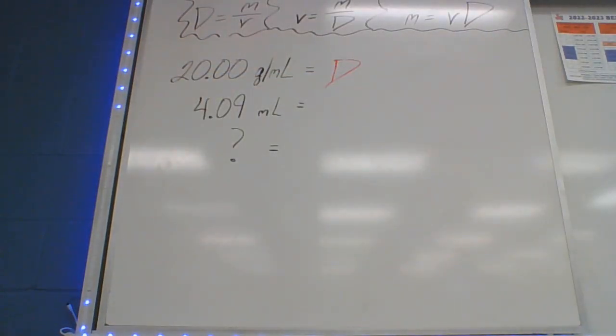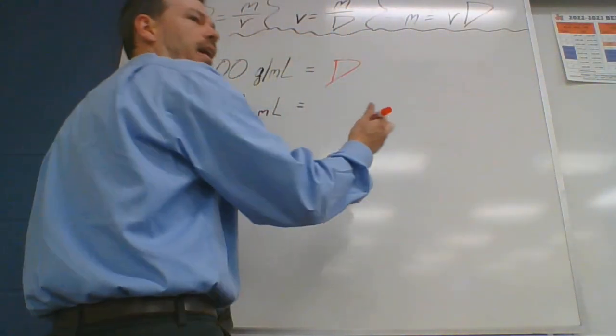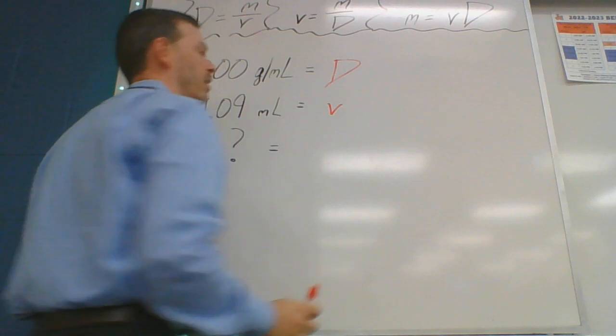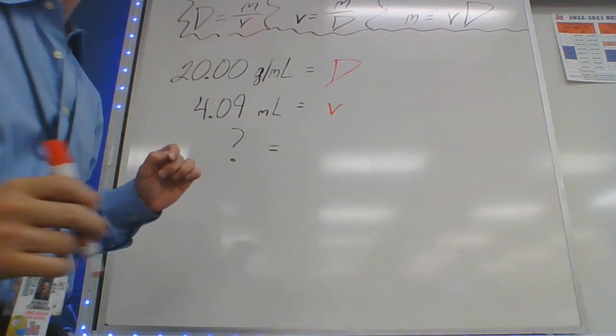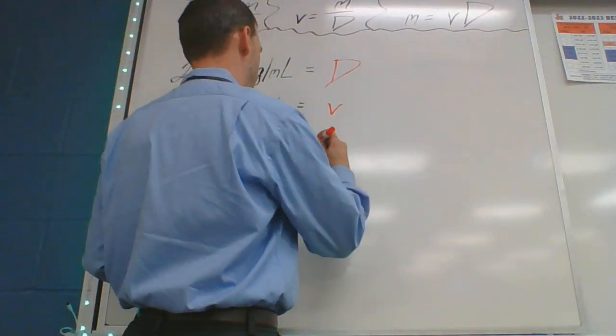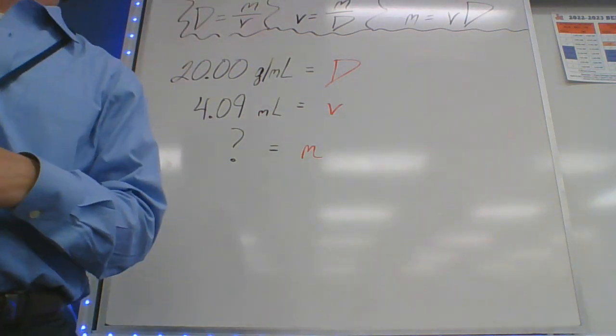Let's go over to cluster 2 and talk to C3. Hey, 2.3. What variable does milliliters connect to? Volume. And it wants us to find the mass. Everybody cool?